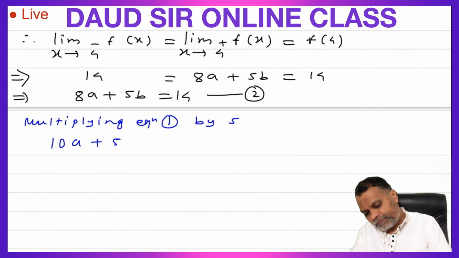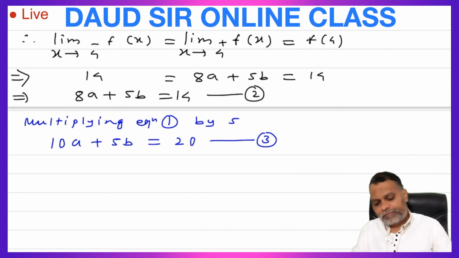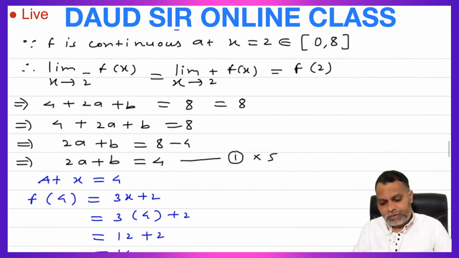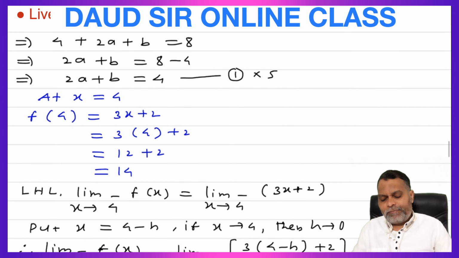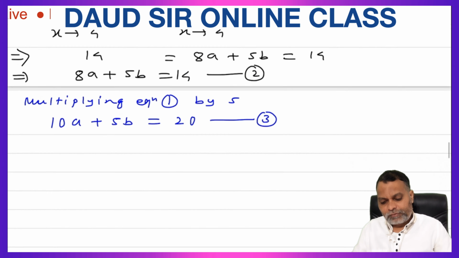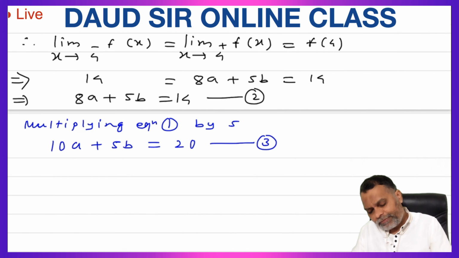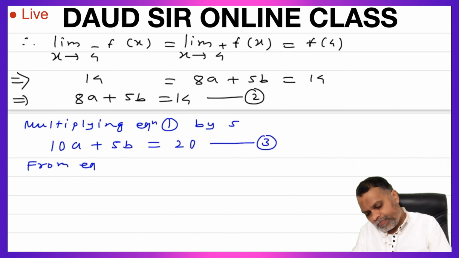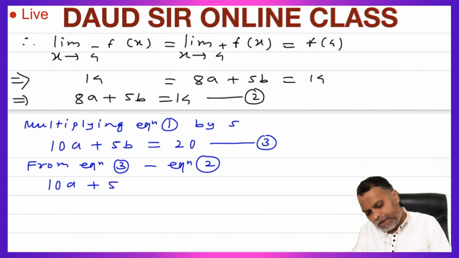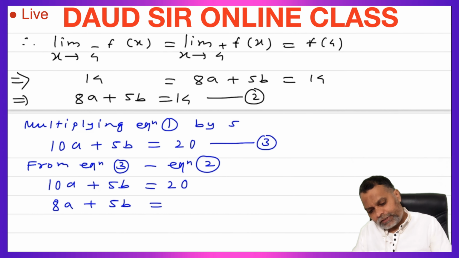10a plus 5b is equal to 4 fives are 20. Let's suppose this is equation third. 5 twos are 10, plus 5b is equal to 20. So equation third minus equation second. Write third equation: 10a plus 5b is equal to 20. Second equation: 8a plus 5b is equal to 14.